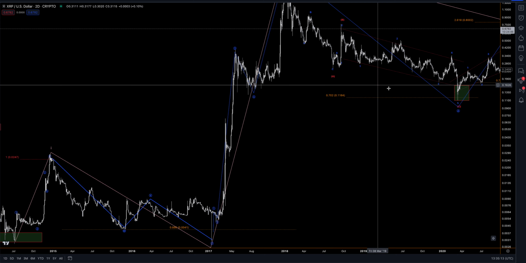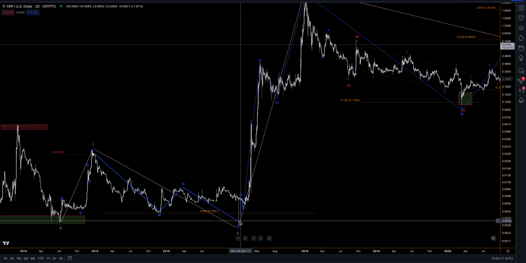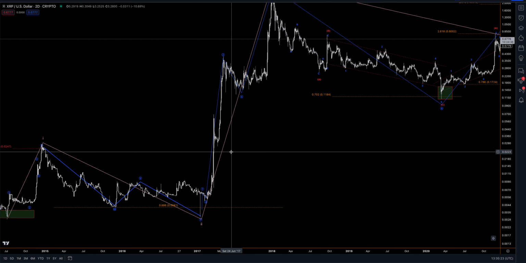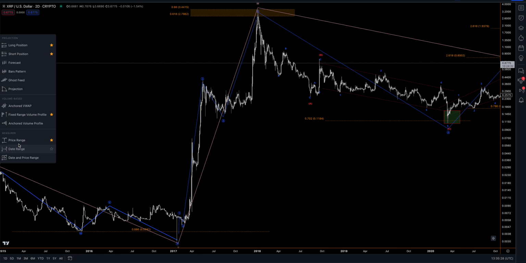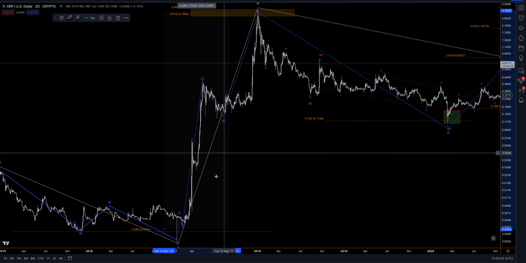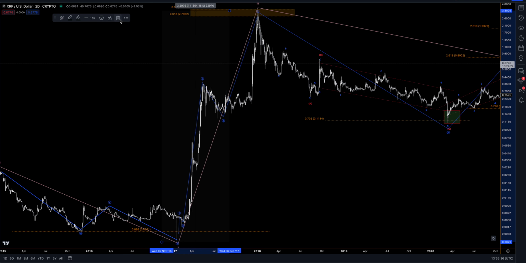January 2017 bull market. After having a WXY correction down to the 88.6% fib, or our wave 2, we then start our explosive wave 3 to the upside, going up over 100,000%. Okay, we went up about 100,000%.